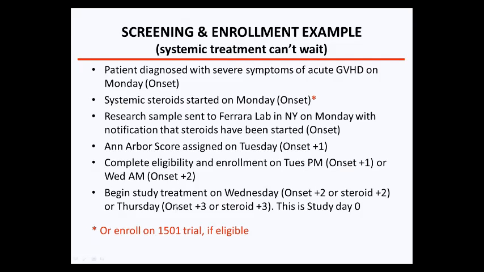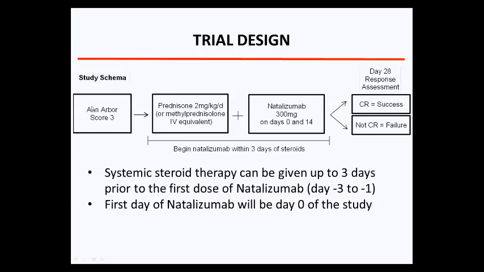Begin the study treatment on Wednesday on set +2 or steroid +2, because you're allowed 3 days of steroids, or the Thursday, which is on set +3 and steroid +3. Same thing. So you have time, just to show that you have time, even if you have started the steroid. For natalizumab, another score 3, prednisone 2 mg per kg or methylpred equivalent. Natalizumab 300 given on day 0 and day 14. And then CR is a success.